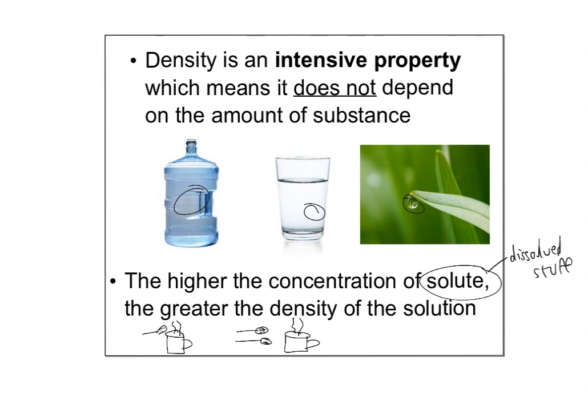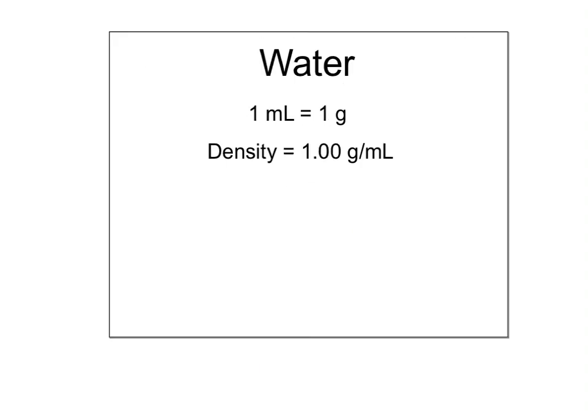Well, this one will have a higher density than the first one because it has more solute, more dissolved stuff. One thing that I will want you to memorize is that for water, 1 milliliter is the same as 1 gram. And so pure water, I should say, has a density of 1 gram per milliliter.